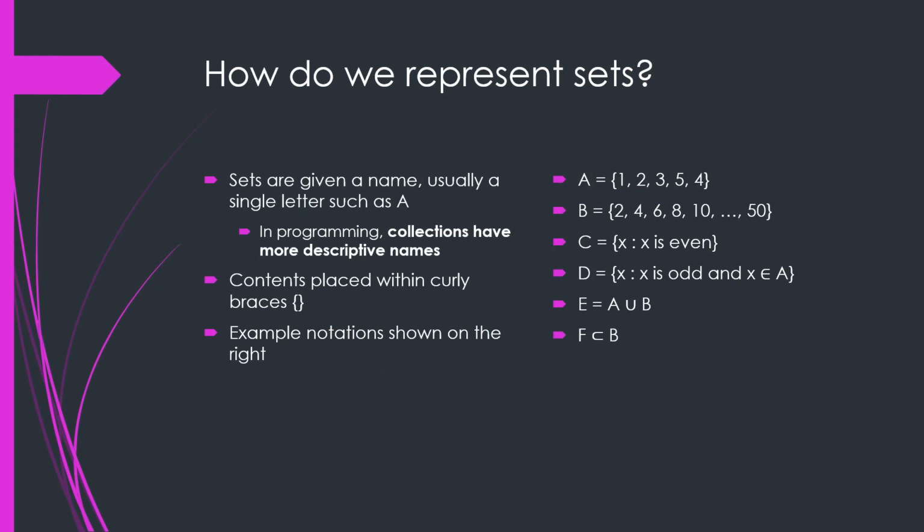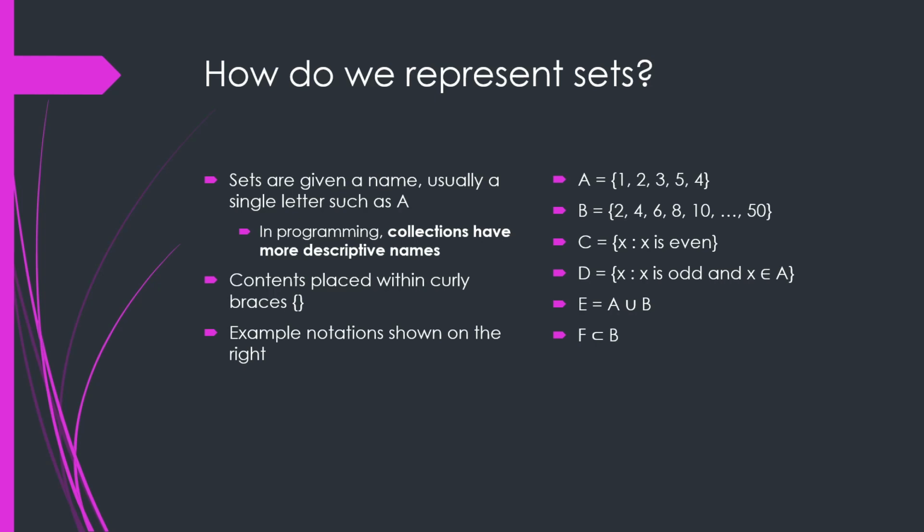So, how do we write and represent a set? The first thing to note is that each set is given a name. Usually, because we're talking in terms of mathematics, it's given a single character name, like A, B, C, D, E. Of course, in programming, we would want to give it a more descriptive name. But in our case, we're talking about math, and math likes its single character variables.